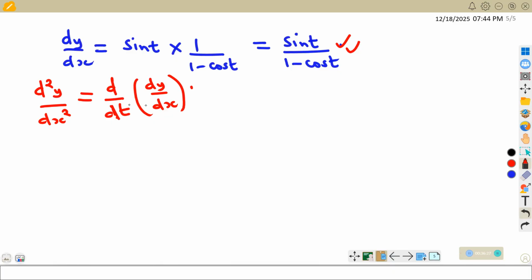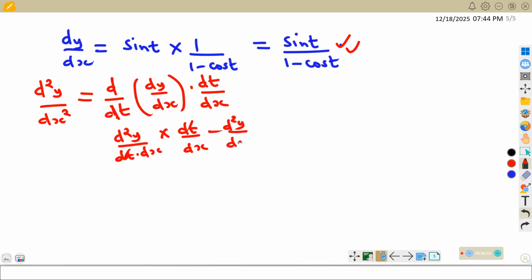When you look at this expression alone, this is d²y/dt times dx, not d²y/dx². So the two are not equal yet. So what we do, we again multiply by dt/dx. When you again multiply by dt/dx, you realize that this dt and this one will cancel, and you will have your d²y/dx².